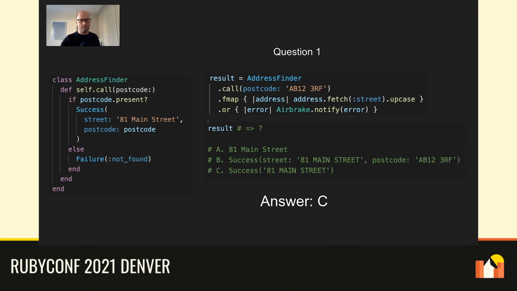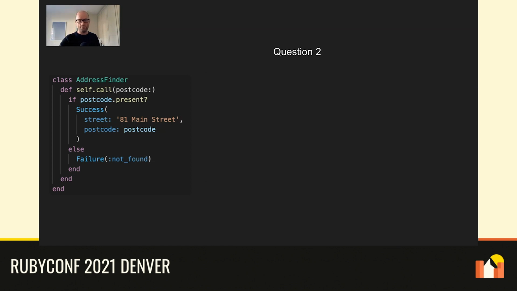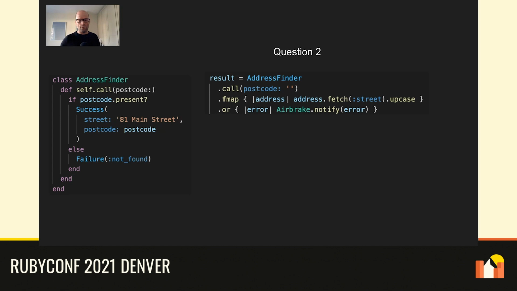How did you do? Did you get that right? Well, never fear, because there's a second question. Here's the code. Almost exactly the same. The only difference is we've got a blank postcode. What is going to happen here? What's going to be executed?